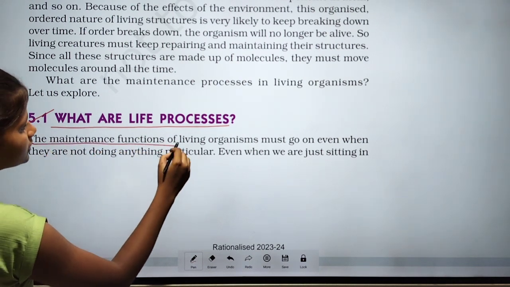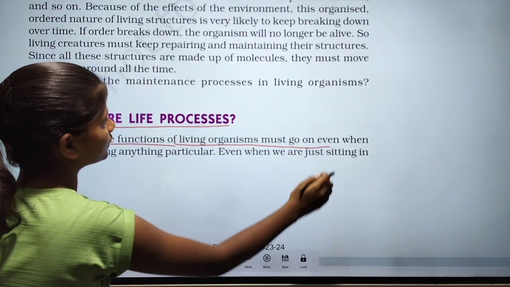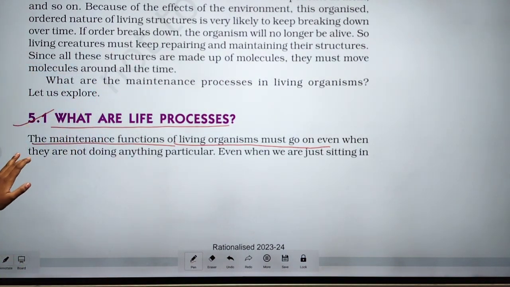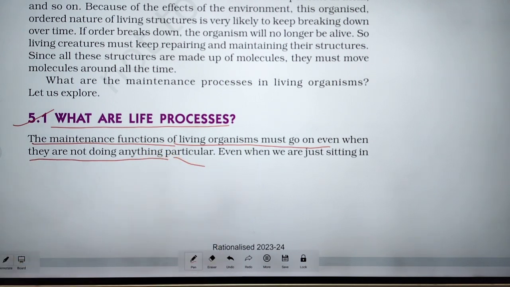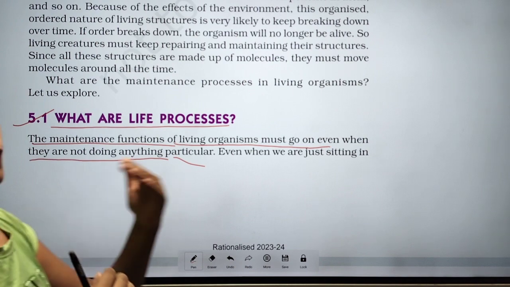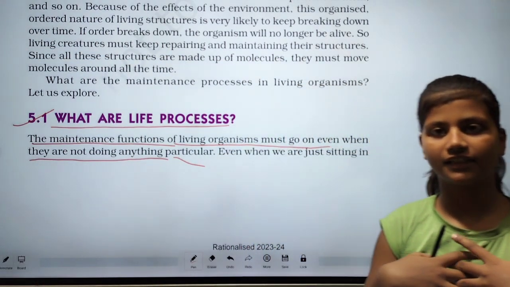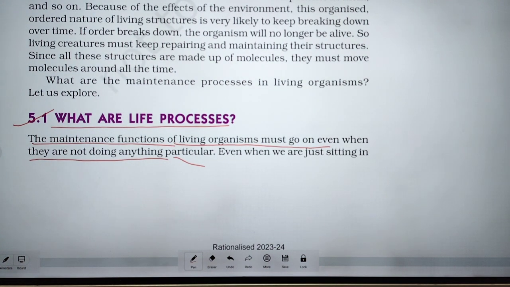The maintenance functions of living organisms must go on even when they are not doing anything in particular. It means the maintenance functions of living organisms must go on even if we are not doing any work. Okay, our processes are going on, even when we are not doing anything.